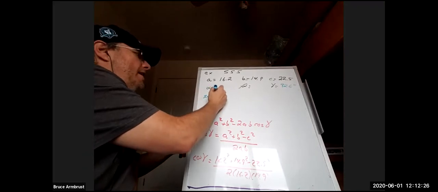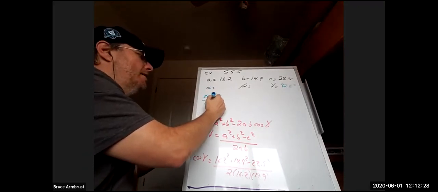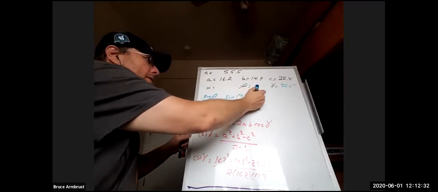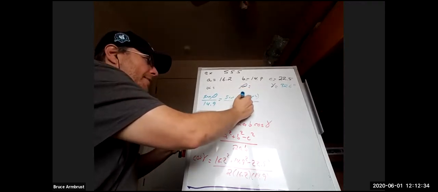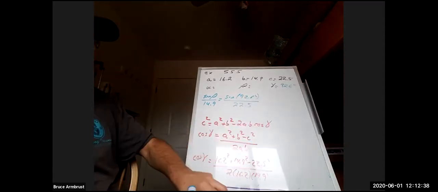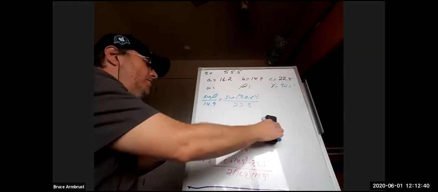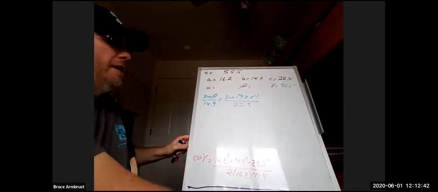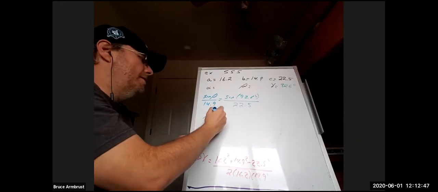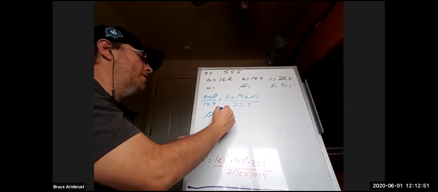So we're going to have sine of beta over b equal to the sine of gamma, the one we just found, divided by c. So again, another calculator exercise. And what we end up with here is that beta is equal to 41.4 degrees.